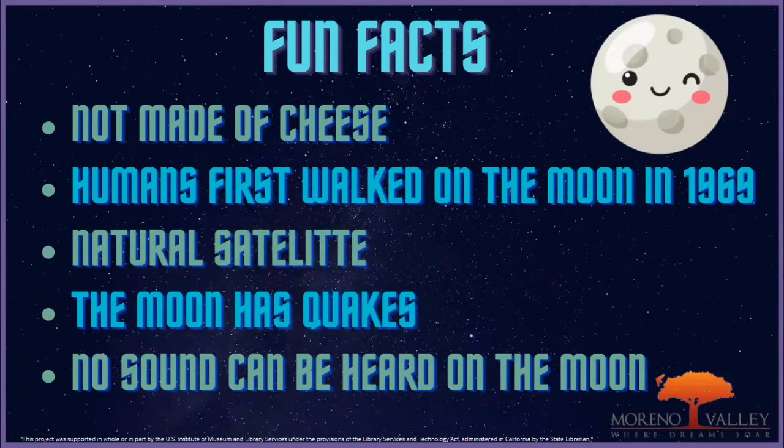Before we do that, I think we should learn some fun facts about the moon. So first of all, contrary to popular belief, it is not made out of cheese. Neil Armstrong was the first man to walk on the moon in 1969. And the moon is a natural satellite, meaning that it orbits around the Earth. And the moon, just like Earth, has quakes. And our last fact is that there is no sound on the moon, and that's because there's no atmosphere on the moon, so there's nothing around it to protect it.